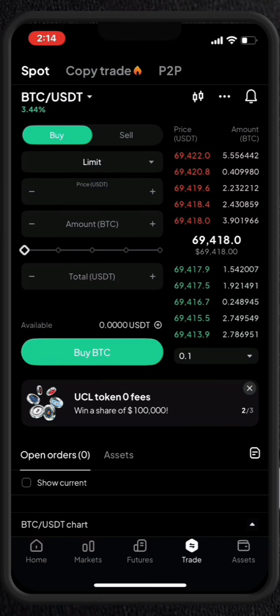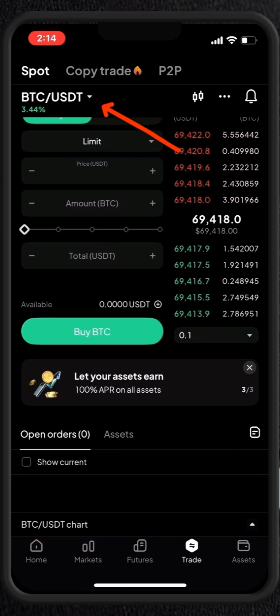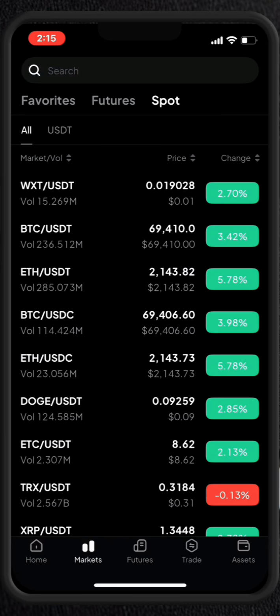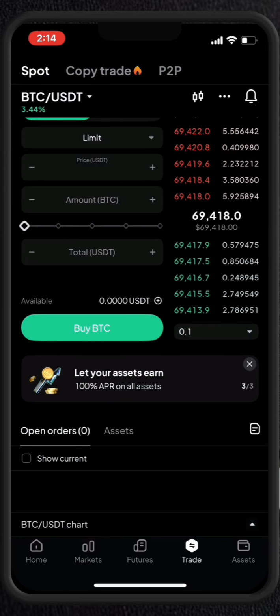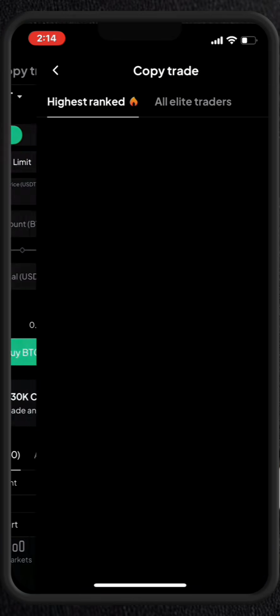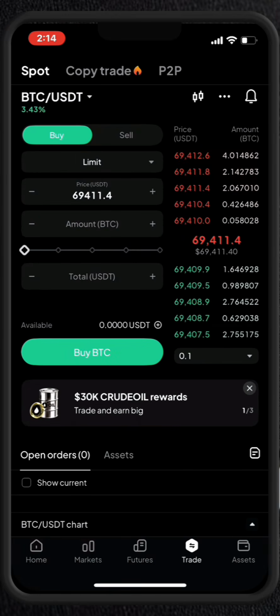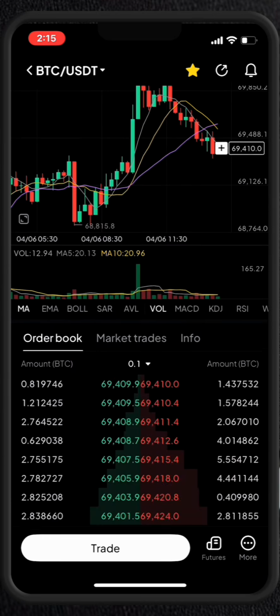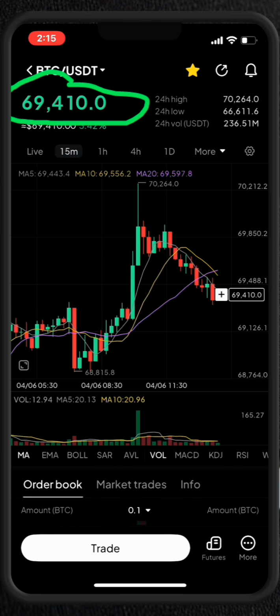Guys, this is the BTC to USDT pair over here, and in case you want to use any other pair of your choice, you can come over to this side and change it, and you'll see a various list of crypto assets which you can trade with. But for today's video, I want to be using the BTC to USDT pair to explain this strategy for you guys. So I'll be selecting the BTC to USDT pair. As you can see, the current market price for the BTC to USDT pair is $69,410 at this side currently.